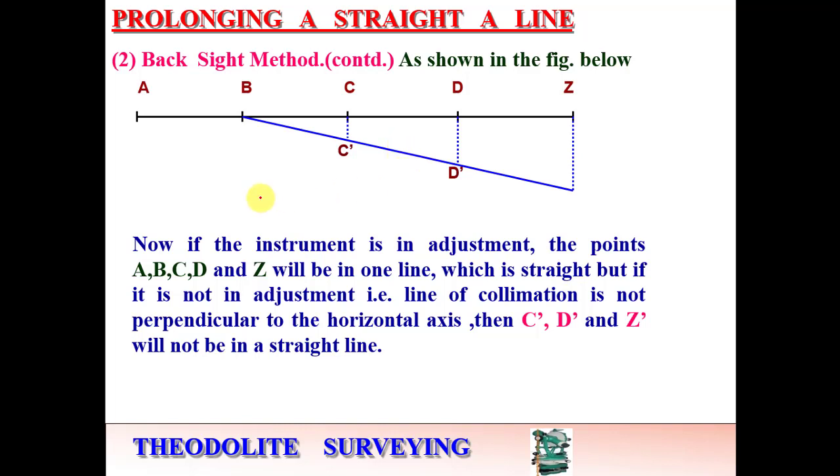If your line of collimation does not coincide with your line of sight, the angle will deviate from the original points. So this is the error that happens when the permanent adjustment is not conducted properly on your theodolite.